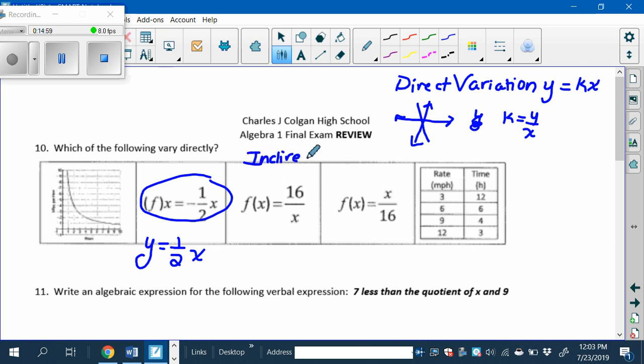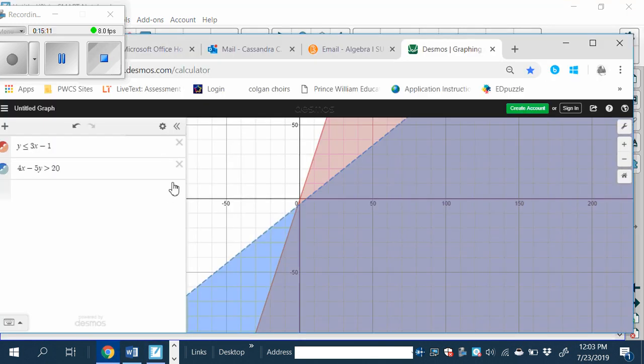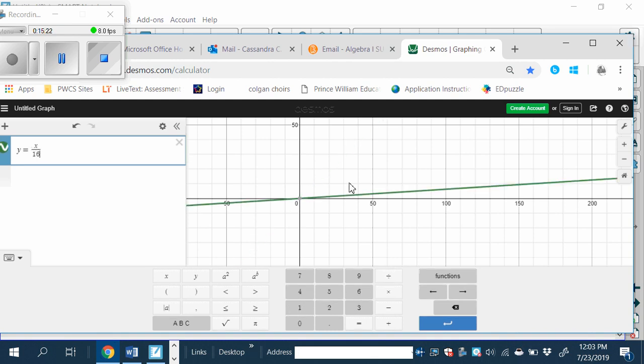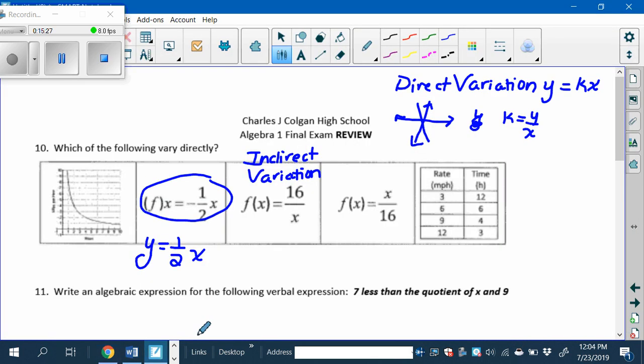And if you ever have any question, go ahead and graph this. So if I did f of x is equal to x over 16, well, if I go into Desmos and I go y is equal to x divided by 16, as you can see, that's a line that goes directly through the origin, so that is direct variation. So this is direct variation. So this is direct variation.